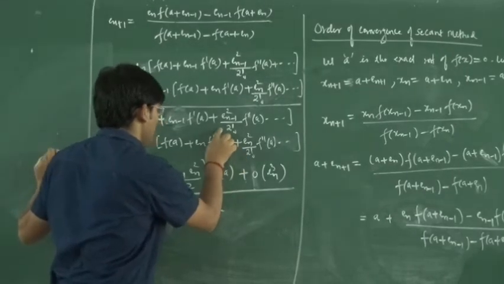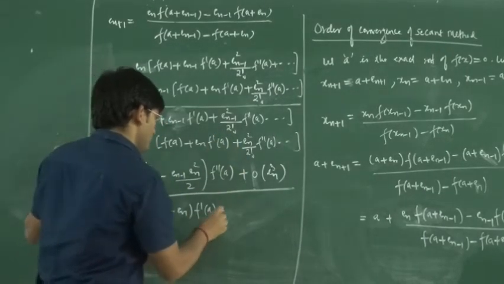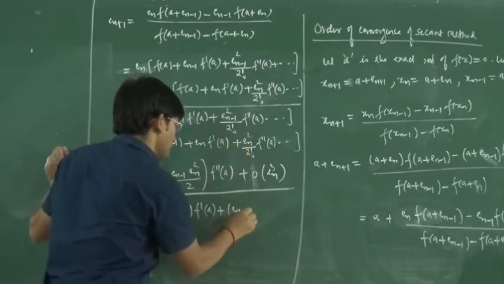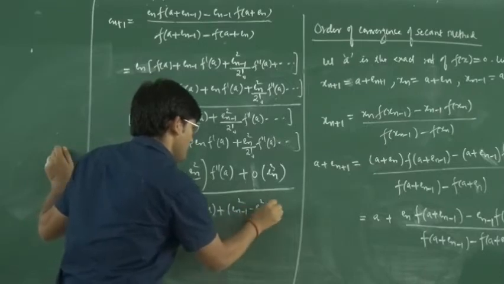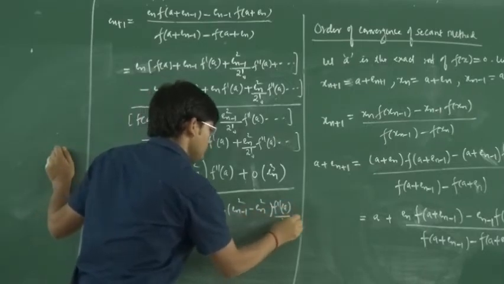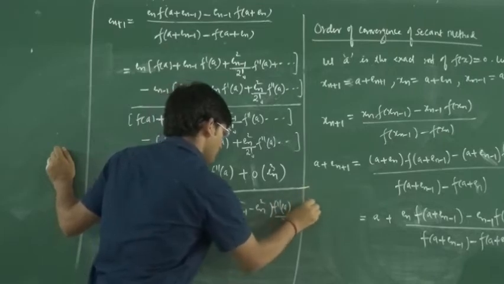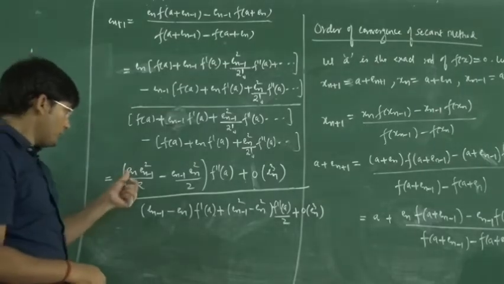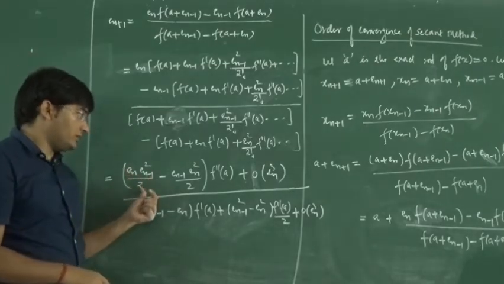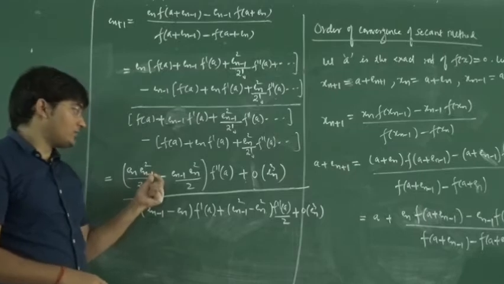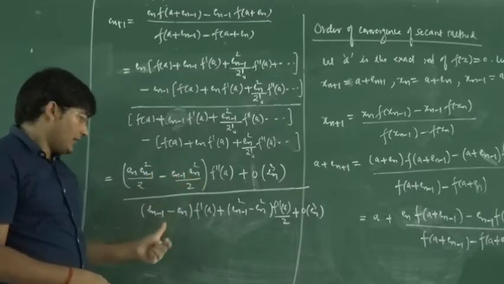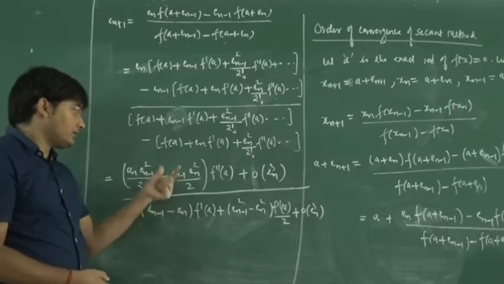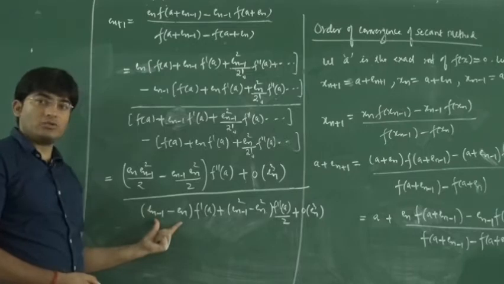and then here you can see that this is your, if you take this f double dash a common, then again this is your en minus 1 square minus en square into f double dash a upon 2, and again we will have the higher order terms. Okay, now if you take en into en minus 1 by 2 common, then in the numerator we will have en minus 1 minus en, and again if you take en minus 1 minus en common, then this numerator will get cancelled with this en minus 1 minus en.